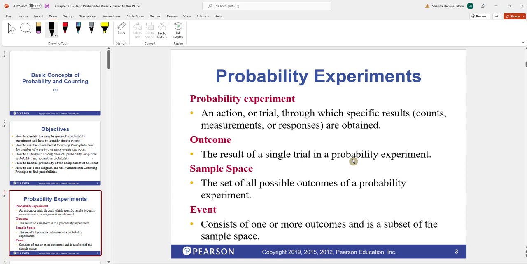So a probability experiment is an action or trial through which specific results, counts, measurements, or responses are obtained. An outcome is the result of a single trial in the probability experiment. A sample space is the set of all possible outcomes of a probability experiment. An event consists of one or more outcomes and is a subset of the sample space.